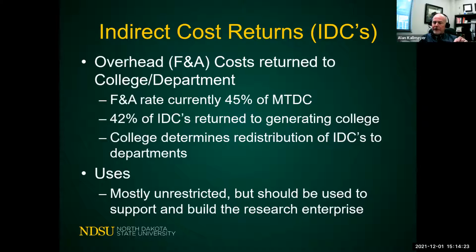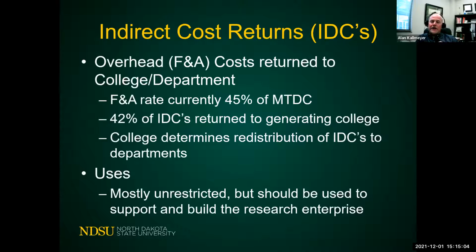Of that 45% that gets charged to the funding agency, 42% of that 45% comes back to the college that generated that research. What the college decides to do with it is dependent on the dean and the policy within that college, and every college operates a little bit differently. In engineering, a portion of that money that comes back to the college gets distributed back to the department of the PI where that money was generated. Those policies will differ based on what the policies of your dean are.